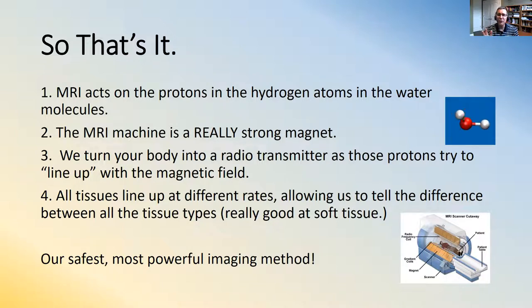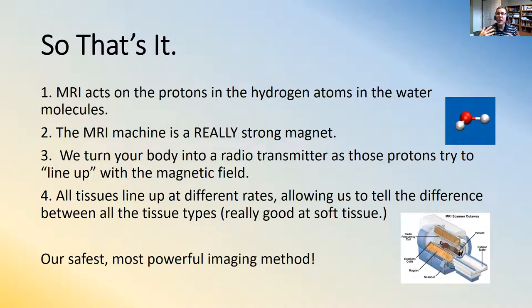We know that the MRI machine is a really, really strong magnet, and that magnet's on all the time. That's the M in MRI. When you go into that magnet, all the protons in your body line up with the magnet, and then we turn the protons inside your body into radio transmitters. And we do that by tipping those things over and then watching them realign with the magnetic field. And that's the resonance. We tune in a special radio wave to the frequency that those protons want to speak at and tip them over. And then we listen as they line back up with the magnetic field.